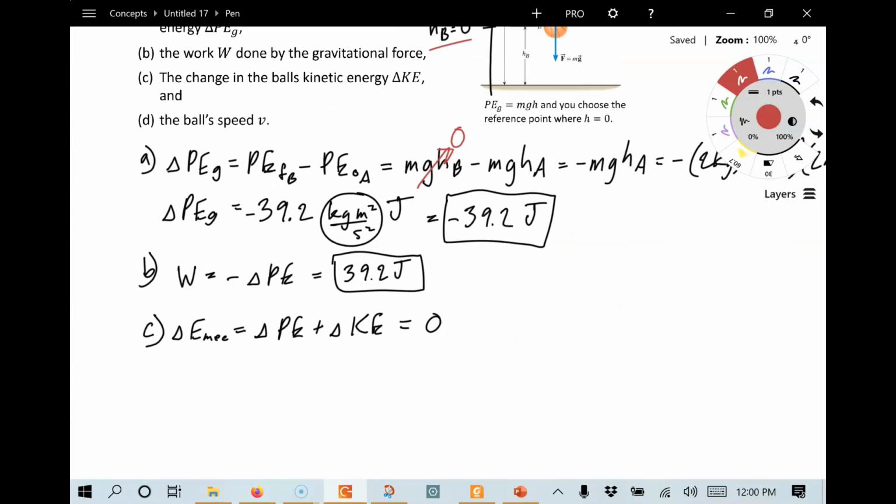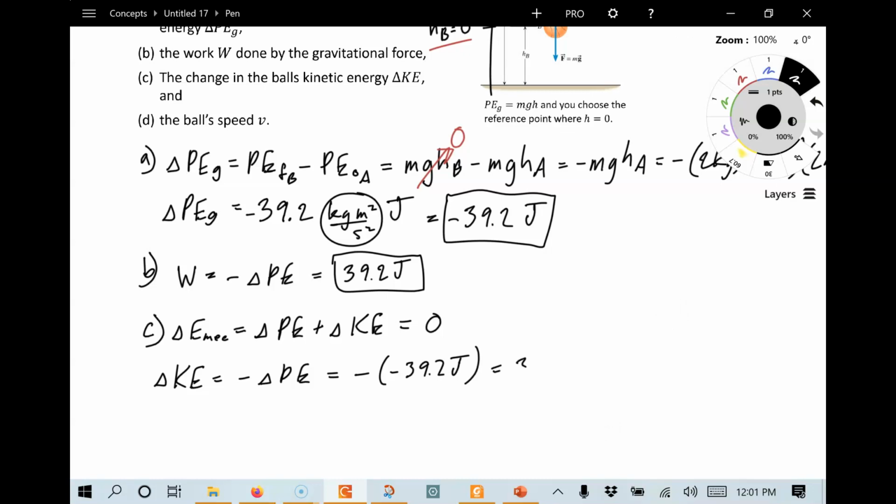We can use that equation now to solve for the kinetic energy quite simply. Just doing a little bit of algebra, we can see that delta KE is going to be equal to minus delta PE, which is going to be minus, well, delta PE is a negative 39.2 joules. Minuses cancel, and we come up with 39.2 joules.